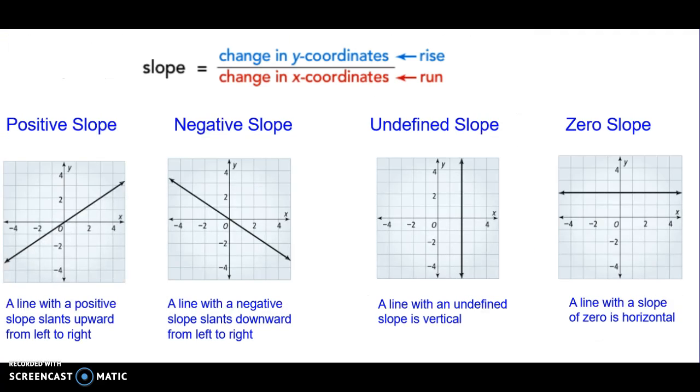Next one. So just kind of explaining what slope is again. Definitely is your rise over run. Notice how your graph increases from left to right, meaning it has a positive slope. If it decreases from left to right, it has a negative slope, like if you're going downhill. If it's an undefined slope, it's vertical, so it goes straight up and down. If it's a zero slope, it goes left to right, meaning it's horizontal.